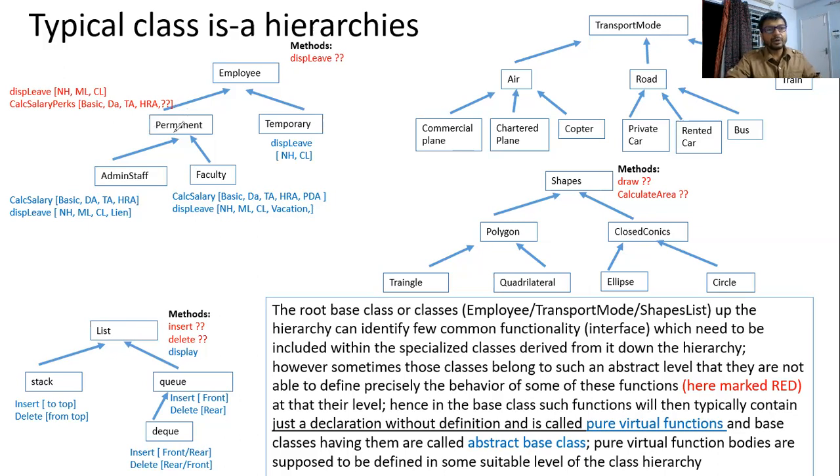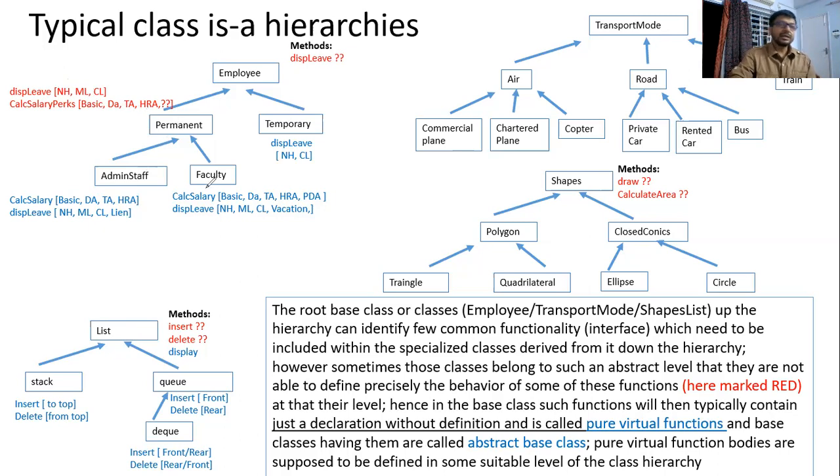However, if you go down, you will find that when you think of permanent employees or temporary employees, for temporary employees you know national holidays and casual leaves, as I mentioned. But for permanent employees, there are three components: national holidays, medical leave, and CL. And there may be something else also that is not clear unless you specify what kind of permanent employee it is. So you may have some idea of what will be there for permanent employees so that they get distinguished from the temporary, but you cannot pinpoint the entire calculations until you know if it is an administrative staff or faculty.